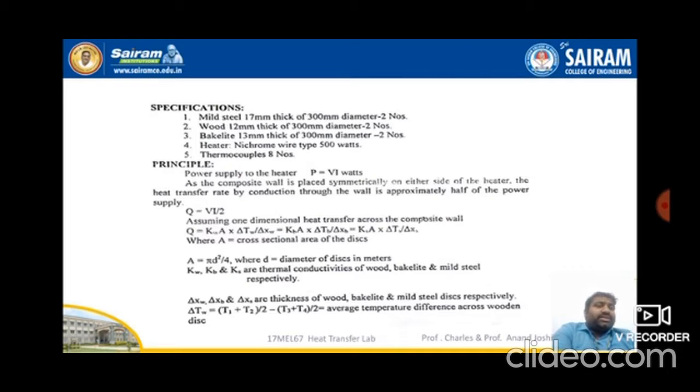That is, Q = K A ΔT/ΔX, where A is the cross-sectional area of the disc, calculated using π/4 × d², where d is the diameter of the disc. Kw, Kb and Kc are the thermal conductivities of the wood, bakelite and mild steel respectively, and ΔXw, ΔXb, ΔXc are the thicknesses of the wood, bakelite and mild steel. ΔTw is (T1 + T2)/2 − (T3 + T4)/2, the average temperature across the disc.